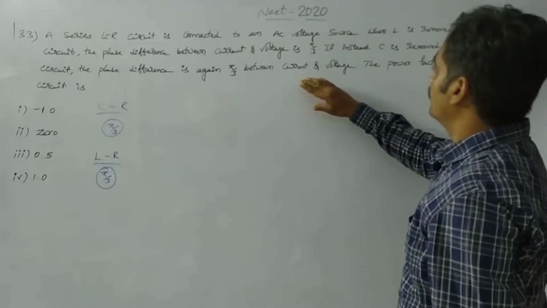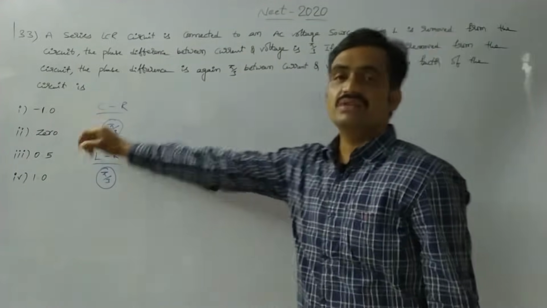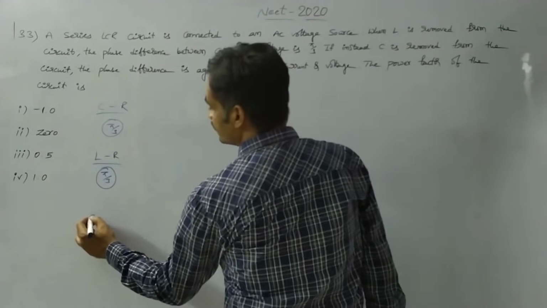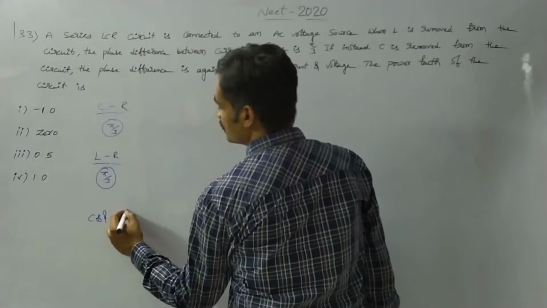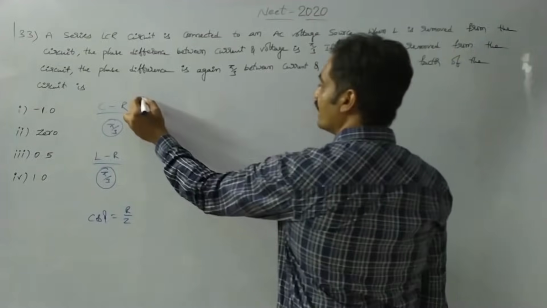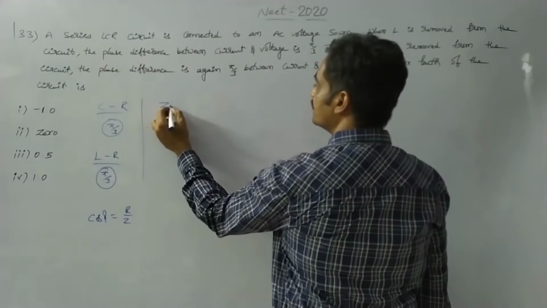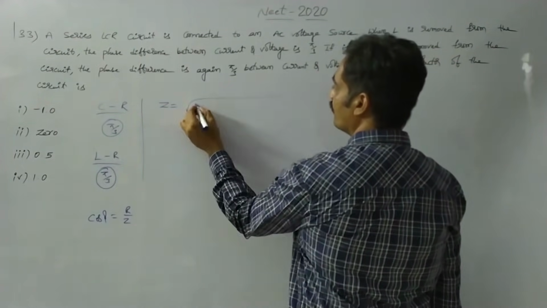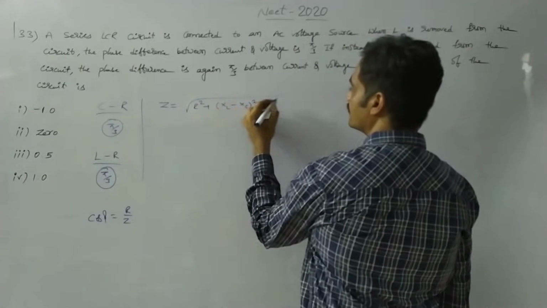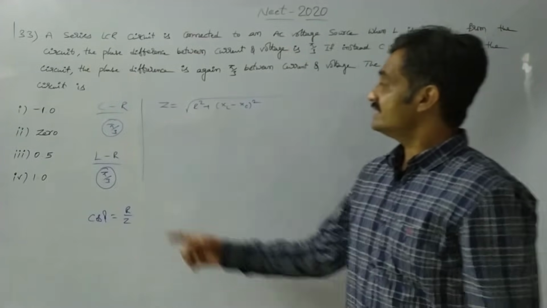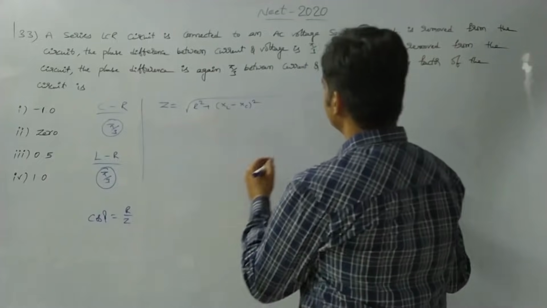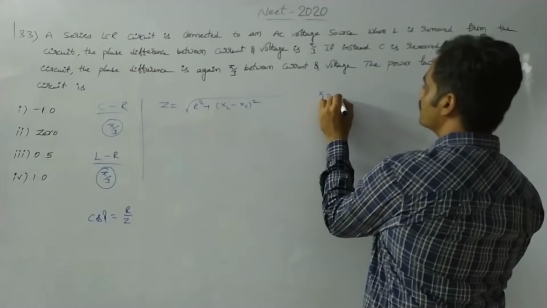Then the power factor of the circuit. Now we have to represent the power factor, where we know that the power factor is represented as cos phi equals R by Z. In order to find this, we have to find the impedance, where impedance is given as Z equals under root of R square plus X suffix L minus X suffix C whole square. Since the phase difference for the LR circuit and the CR circuit is pi by 3, we can represent that X suffix L is equal to XC.